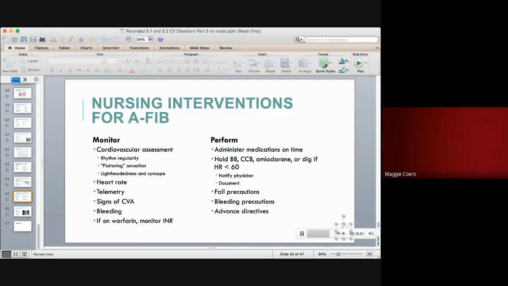We want to monitor heart rate because these drugs can cause a heart block. They can lower heart rate. So if the heart rate is less than 60, we usually hold the medication, notify the physician, and document, and then the physician will direct us what to do.